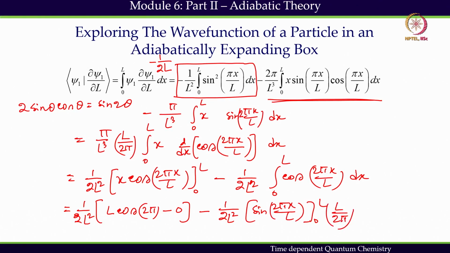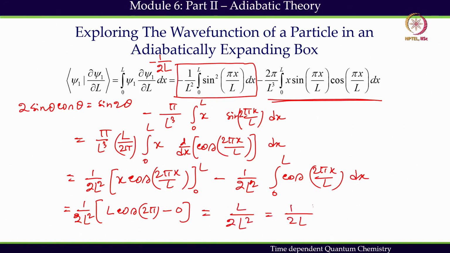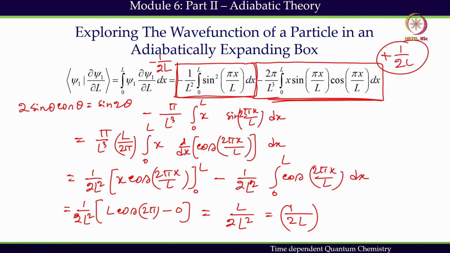So what we see here is that this entire term would be 0 for the limit we have set. So that part vanishes, and as a result cos 2 pi is 1. So finally I get L by 2L square, which is nothing but 1 by 2L. So this part we have already got minus 1 by 2L, and the remaining part we are getting as plus 1 by 2L. So finally what we get is that this integration value becomes 0.